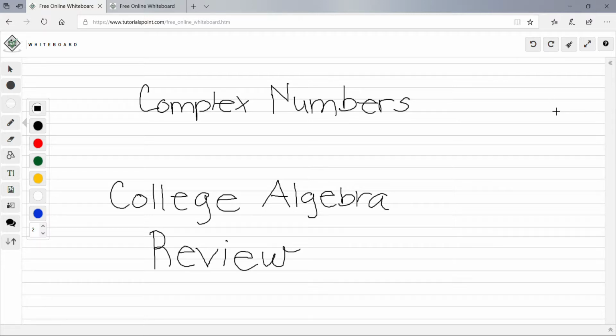Hi, today we're going to learn about complex numbers, and this section is under college algebra review, so this is perfect if you want to take the math placement test and you need some study guide. This is where you go. So we're going to do complex numbers.